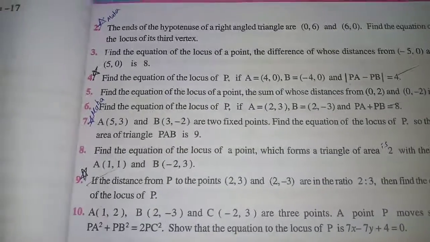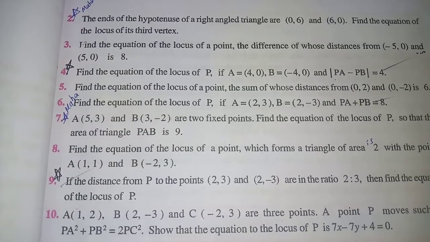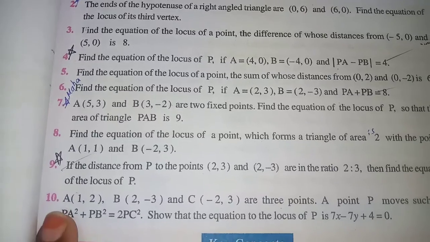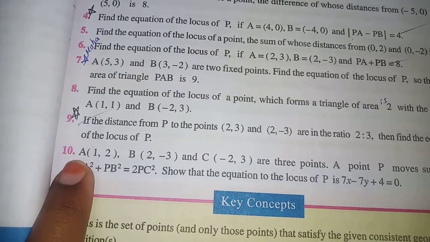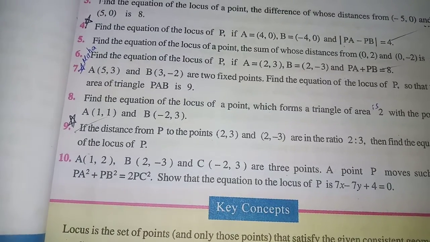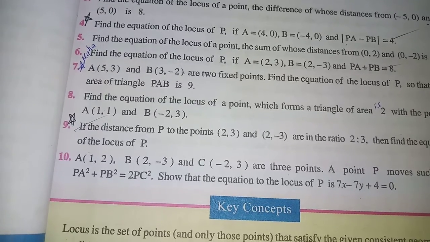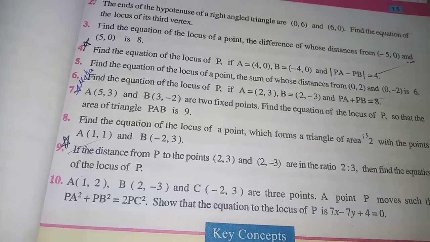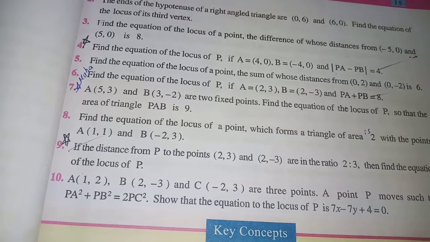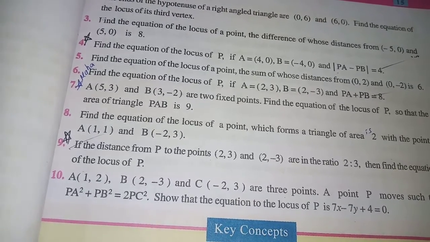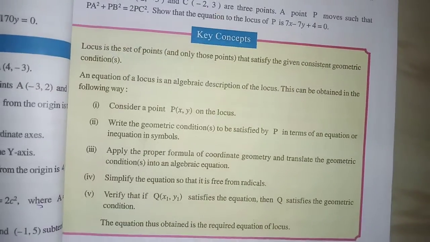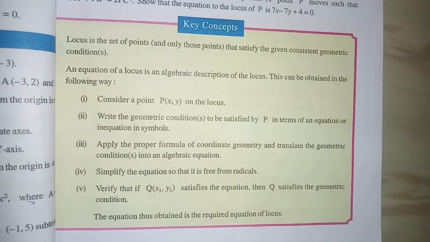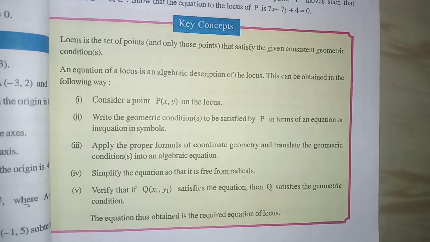If you know one model, you can solve two sums. There are 10 questions of that type. You have to learn 4 to 5 models. It is so easy, guys, that you easily get 4 marks. Here are the key points. Key points are most important.